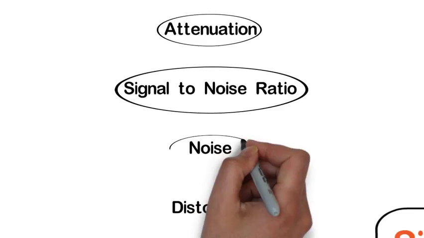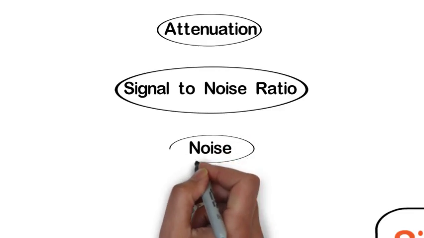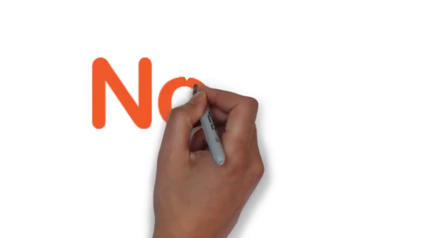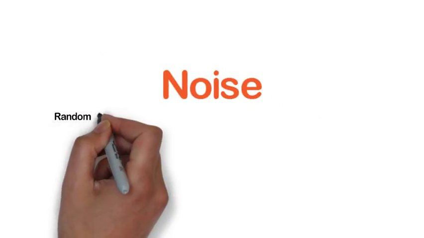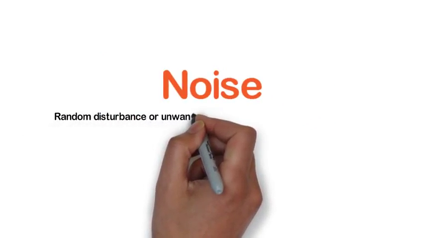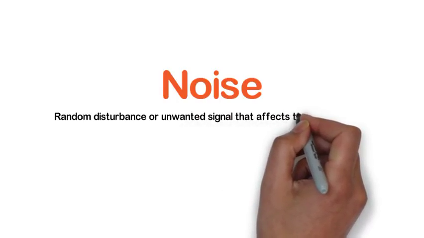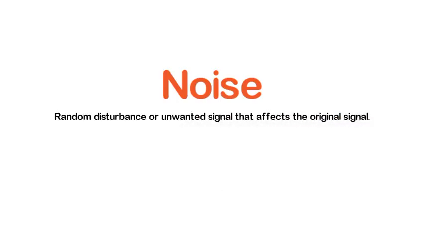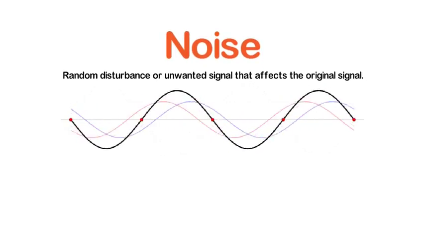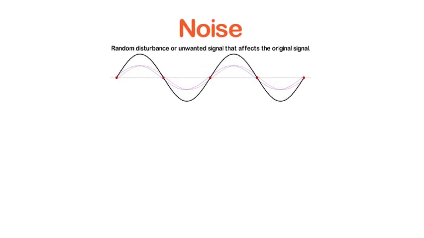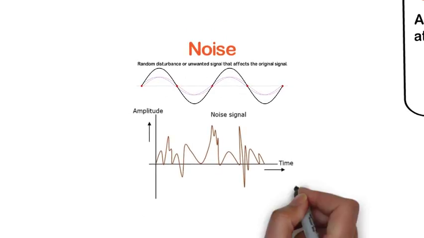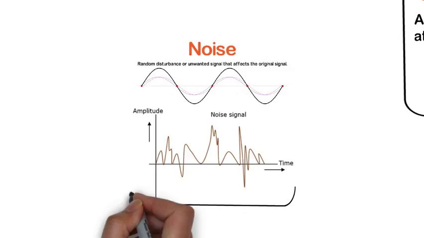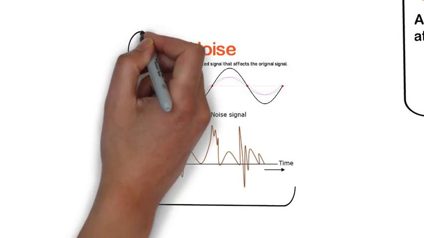Coming to the third impairment, that is noise. Noise is defined as any random disturbance or unwanted signal on a transmission network that affects the original signal. As we already discussed in the previous impairment, signal to noise ratio, noise is defined in the same manner: it is an unwanted signal which is affecting the original signal.